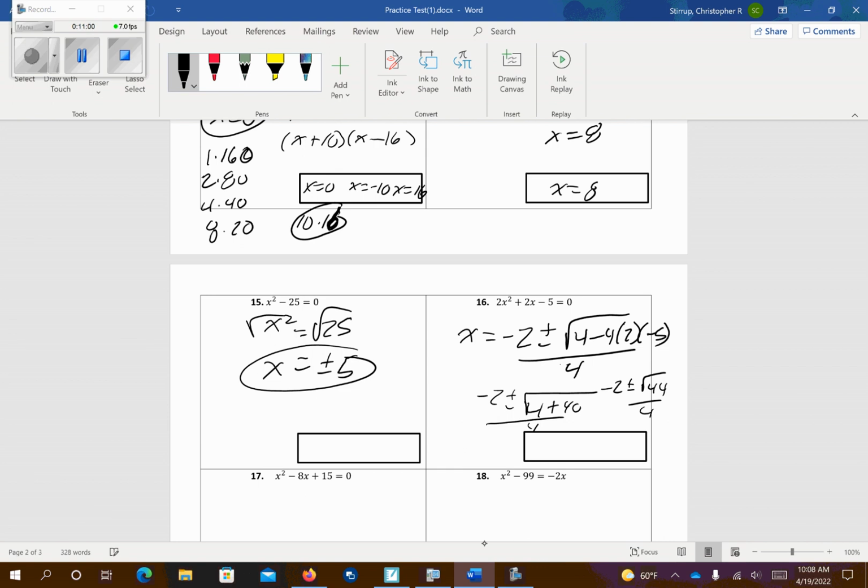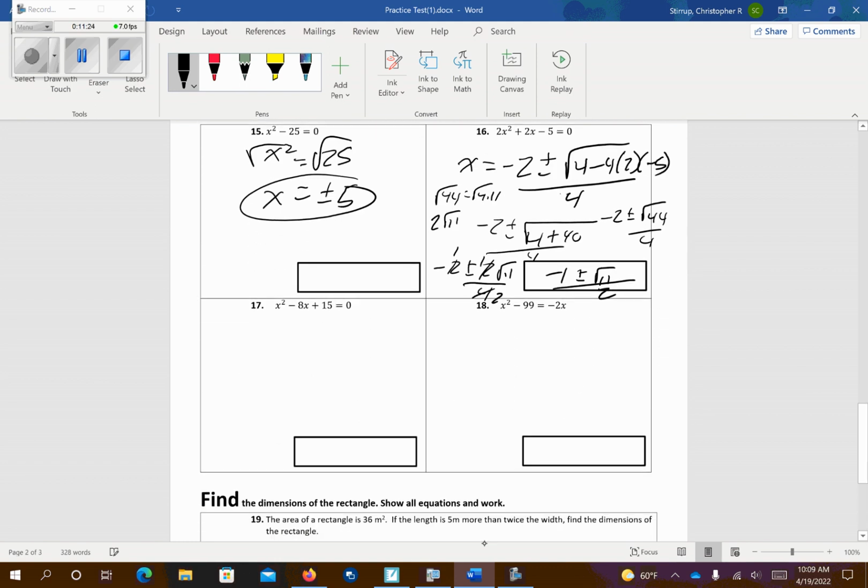44 is going to break down, root 44 is going to break down to 2 root 11 because that's 4 times 11. So if I plug the 2 root 11 in, I get negative 2 plus or minus 2 root 11 over 4 and reduce. That becomes a 2, a 1, and a 1. So I get negative 1 plus or minus root 11 all over 2.